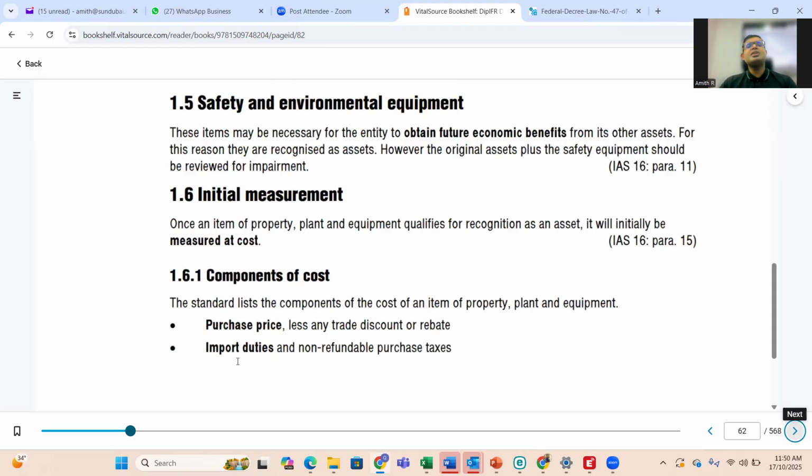Why have they specifically said import duties? Because it's a non-refundable tax. You will not get customs back. Whatever else you are billed, like say GST or something, you can get back. So that cannot be added to the cost of the asset, but any non-refundable purchase taxes can.